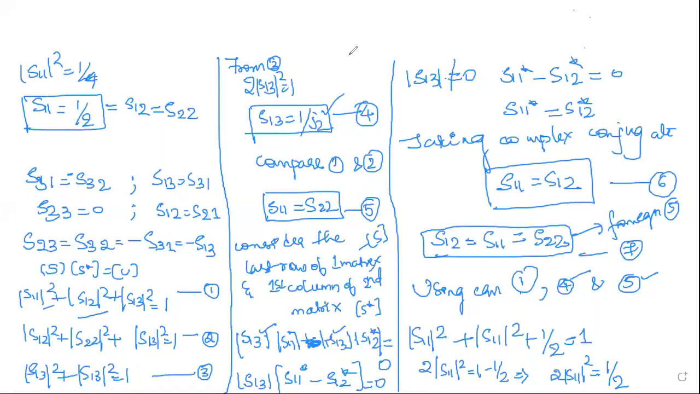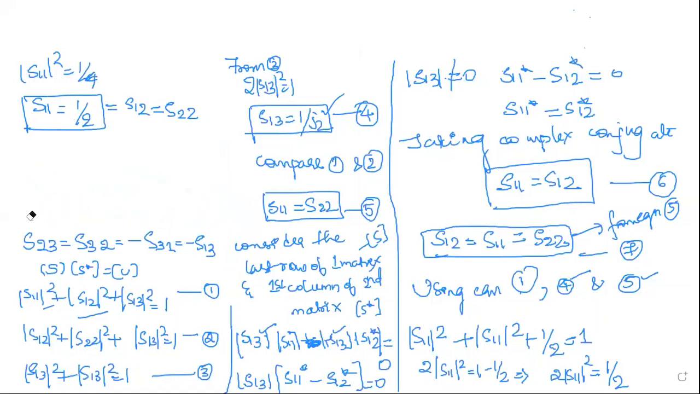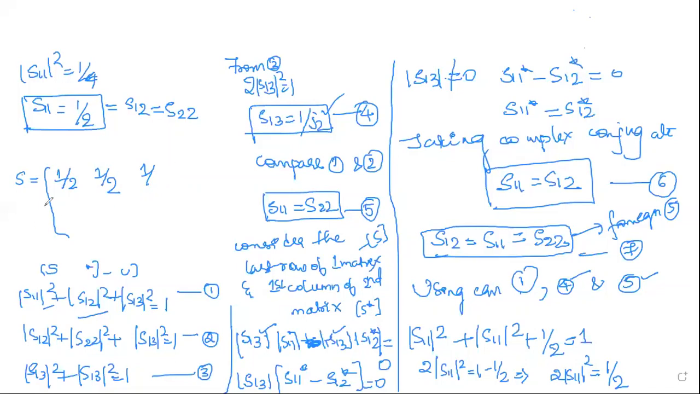Now, with every value you have got in the S parameter, if I write the S matrix, what is the first value? S11. S11 you have the value 1 by 2. Next value you have is S12, that is also going to be 1 by 2. The next value you have is S13. S13 is 1 by root 2. Next is S21, which is also equal to S12, so I can write it as 1 by 2. S22 is 1 by 2.